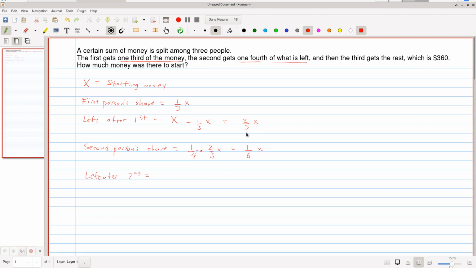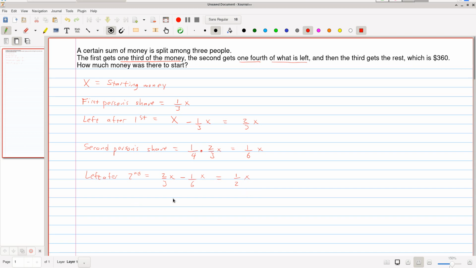So previously we had remaining 2/3 X, that's how much was left after the first person, and then the second person got their share. So we're going to take 2/3 X minus 1/6 X. We could get a common denominator here, or plug this in your calculator, and we're going to get 1/2 X. That's how much is left after the second person.